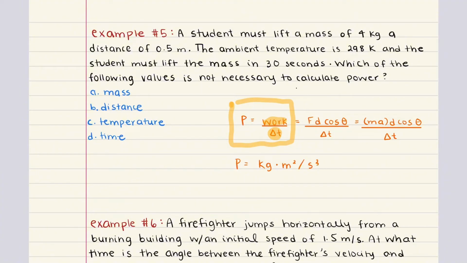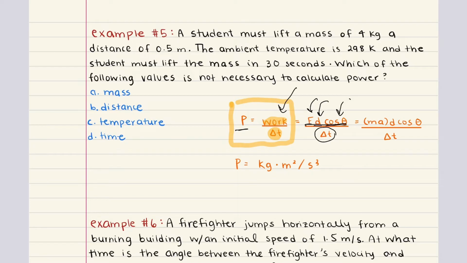Now, this work term we can redefine. The work done in lifting an object is calculated as the product of the force applied and the distance the object is moved. We can write this as force multiplied by displacement multiplied by cosine theta, where theta is the angle between the force vector and the displacement vector. So now we have power is equal to force multiplied by displacement multiplied by cosine theta, and that's all divided by change in time.